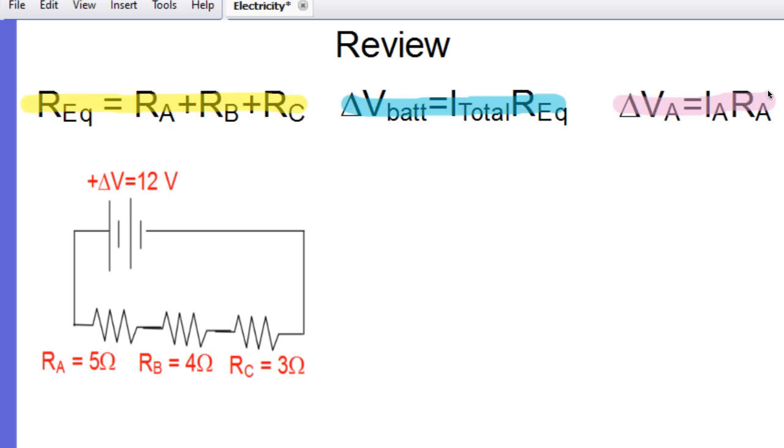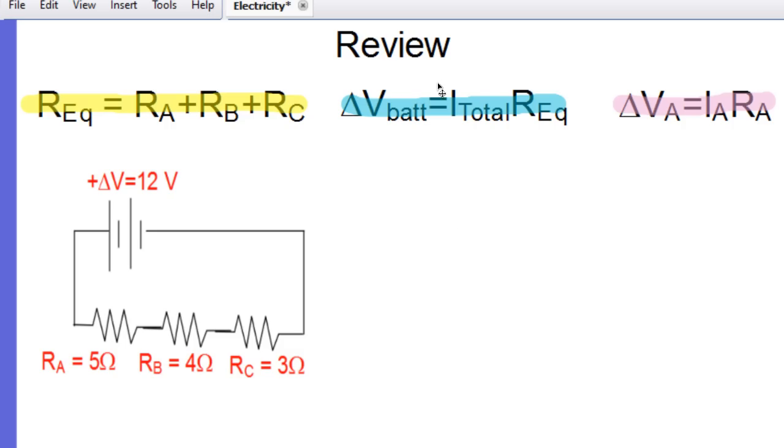Alright, so this means we put all this together. For a series circuit, we can say that the equivalent resistance is RA plus RB plus RC. We can say that Ohm's law states that the voltage of the battery is going to be equal to the total current times the equivalent resistance, which we can find with this equation here.